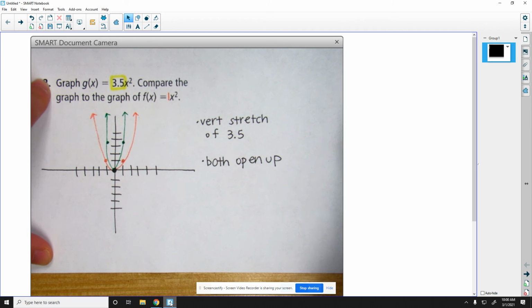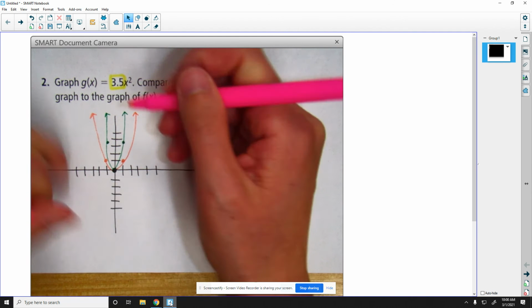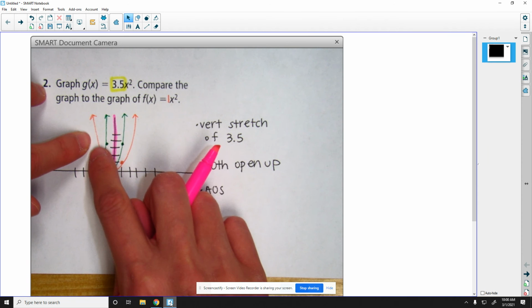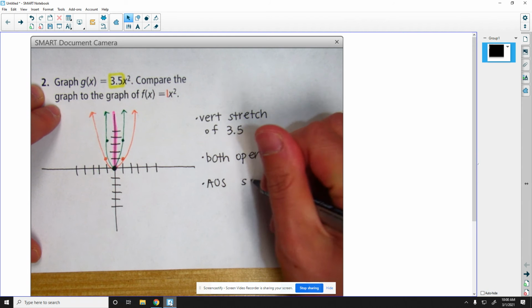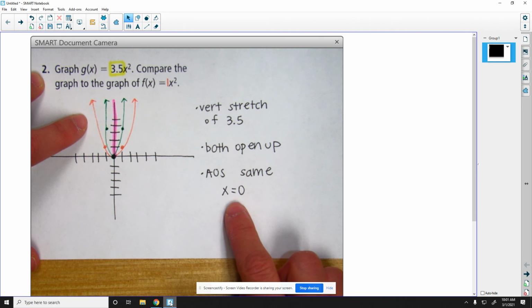All right, next thing we have to talk about is the AOS. Are they the same or are they different? Different. Same. They'd actually be the same. Do you see how my AOS, if I were to take the green picture and fold it on this pink line right there, both sides would meet. But if I also were to fold it on the orange picture, both sides would meet as well. So the AOS is actually the same. So what is it? 0, but what equals 0? X equals 0. The AOS is the same for both. They're both at x equals 0. Please remember, it's always a line, not just a number, okay?